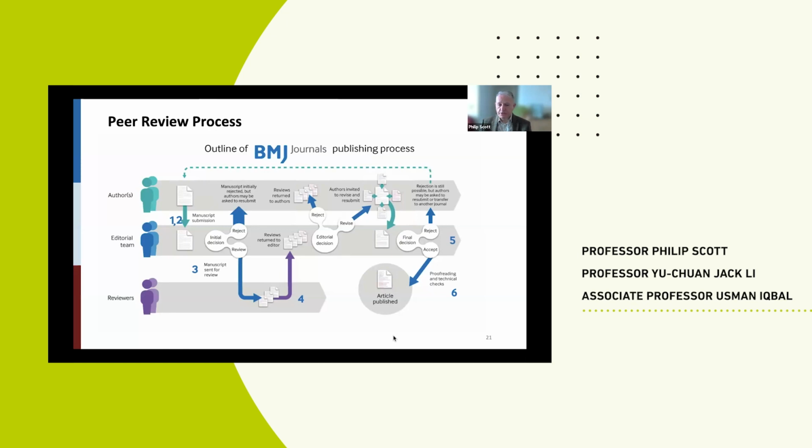Then step 3: what the deputy editor has to do is assign the peer reviewers. That's usually a combination of searching our database for people who have the appropriate skills, who have published on that subject themselves, or who are known experts in a particular field.